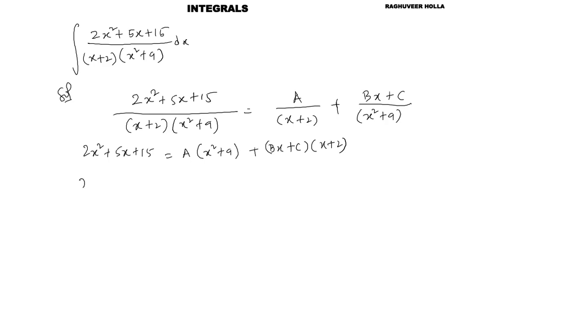So when you put x as minus 2, you get A value as 1. And we get one more equation, A plus B, which is equal to 2. This implies B is equal to 1, and we get one more equation, 9A plus 2C is equal to 15. This implies C is equal to 3. So we got A, B and C here. Let us substitute that.